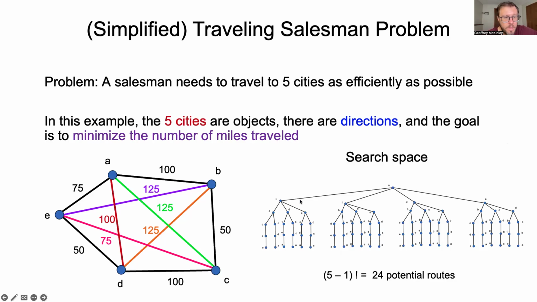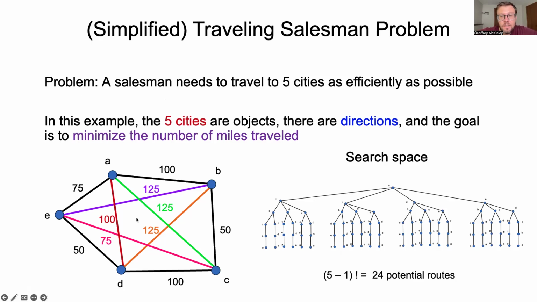And then you could go to B, you could go to C, you could go to D, and you could go to E. And then if you went to B, you could go to C, D, or E, right? If you go to C, you could go to D or E. And if you go to D, then you could go to E and then back to A. And then if you went to E, you could go to D and then to A, right? So these are all the possible routes that you can take in this example.